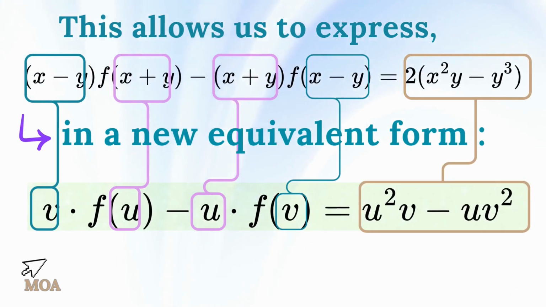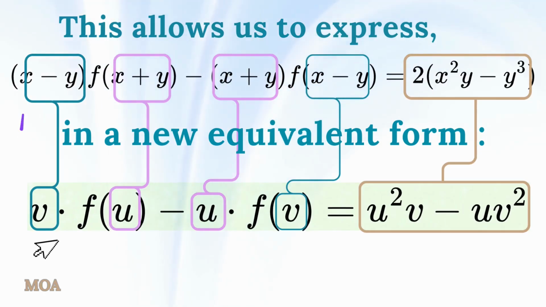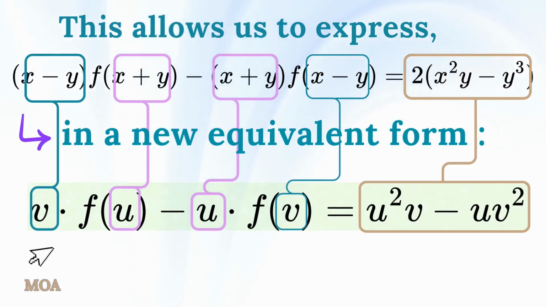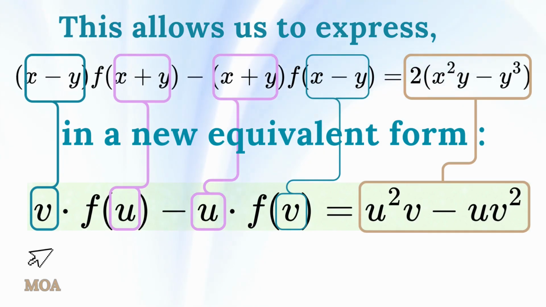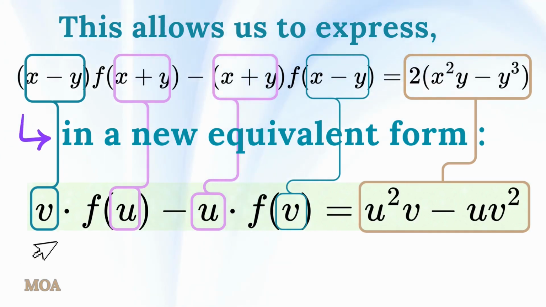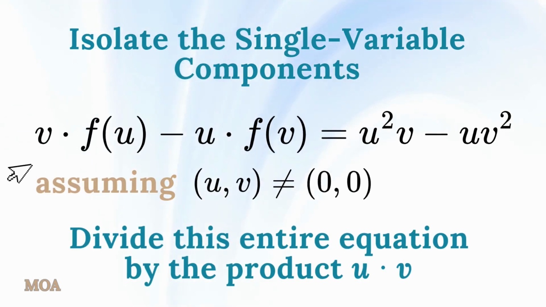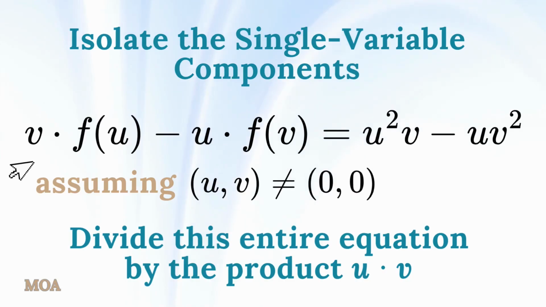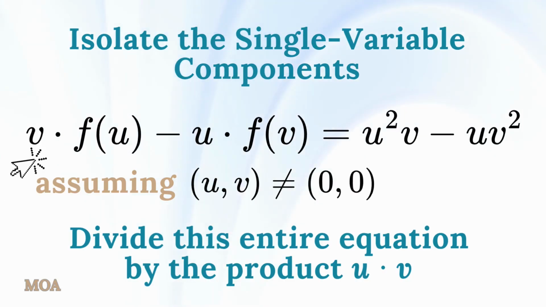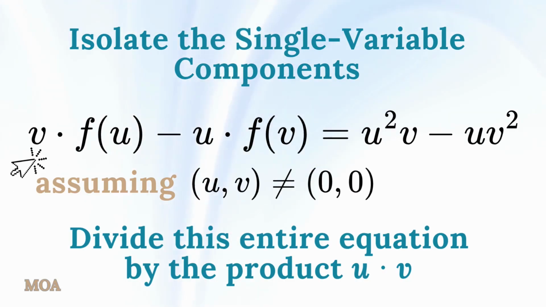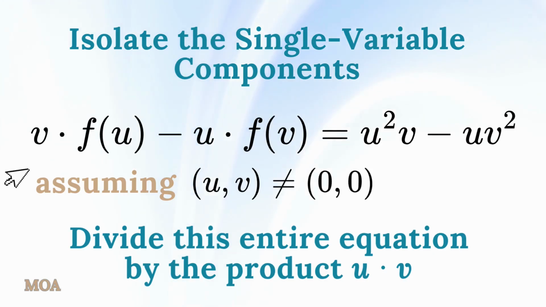This allows us to express the original equation in a new equivalent form: v times f of u minus u times f of v equals u squared times v minus u times v squared. At this step, we aim to separate the terms involving u from the terms involving v. To do this, divide the entire equation by the product u times v, assuming u and v are non-zero.